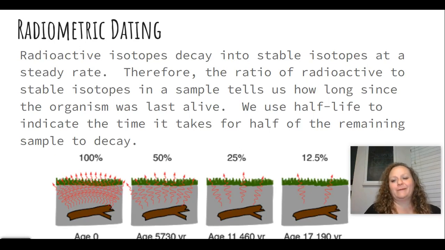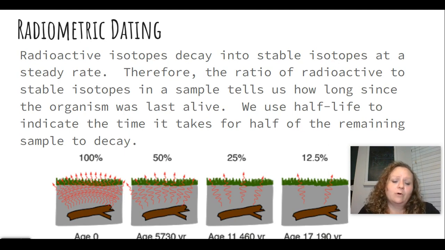Let's talk about radiometric dating. There are radioactive isotopes in all living things. Well, over time, those radioactive isotopes are going to decay into more stable isotopes. For instance, carbon 14 decays into the more stable form of carbon, which is carbon 12. It just basically is going to lose a couple of neutrons. That's all that's really happening.